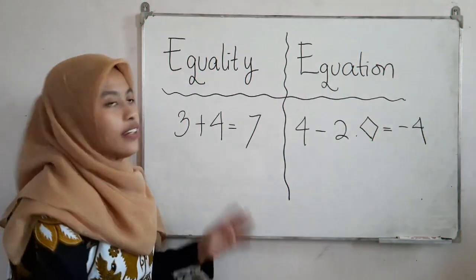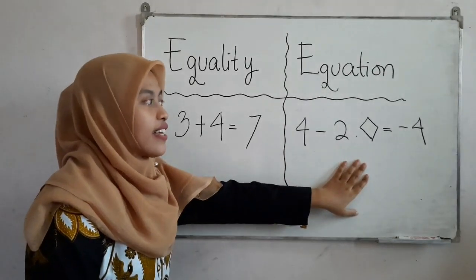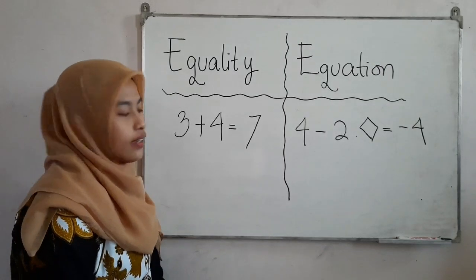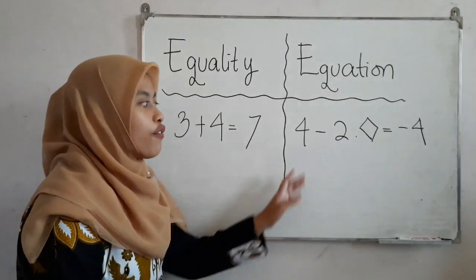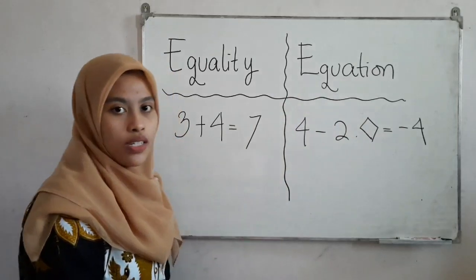Then, I want to ask you what's the difference between an equality and an equation. To answer that, I'll give you one example of an equality and one example of an equation. Here's the example of an equality and this is the example of an equation. So the question is why 3 plus 4 equals 7 is an equality, but 4 minus 2 times something equals minus 4 is an equation.